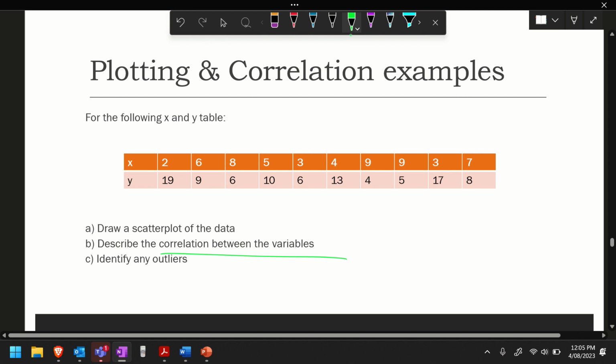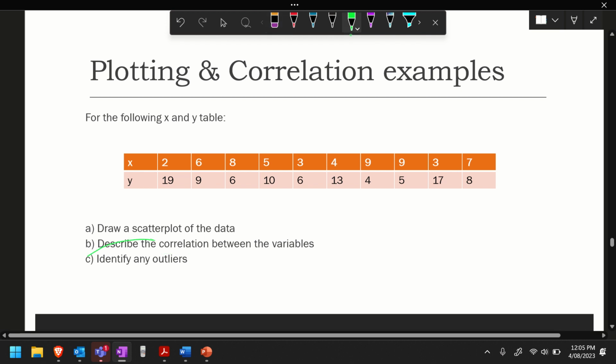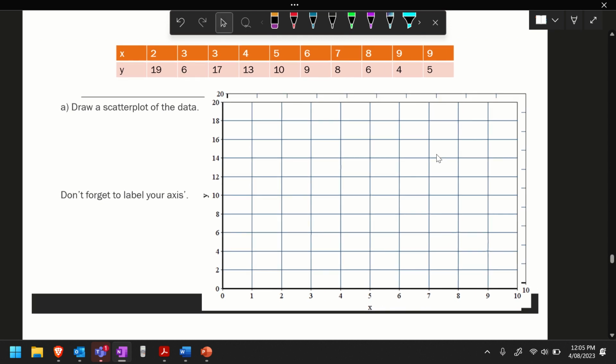We need to describe the correlation. So is it positive, negative? Is it no correlation? Is it moderate? Or is it weak or strong? And then we need to identify if there's any outliers. All right, let's do it. So generally speaking, when we do these questions, we will draw the graph for you. But understand in year 11 and year 12, you need to draw the actual table yourself. So I'm going to be nice in the stack. I'm going to make sure these are drawn, but what I'd like you to do is draw the scatter plots. If you're confused about that, this is what we mean.